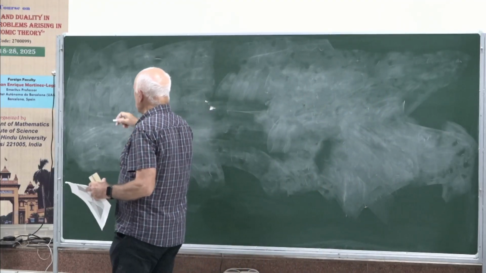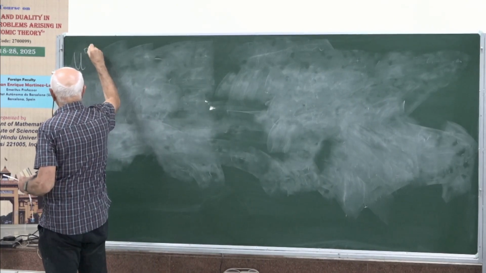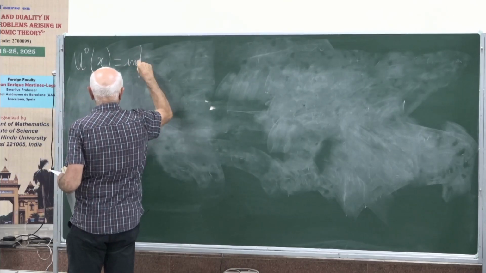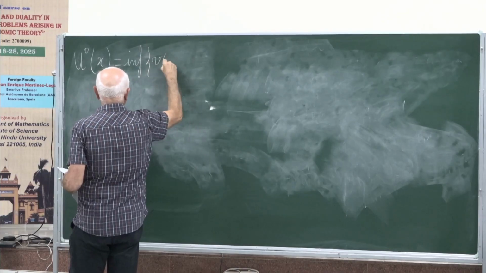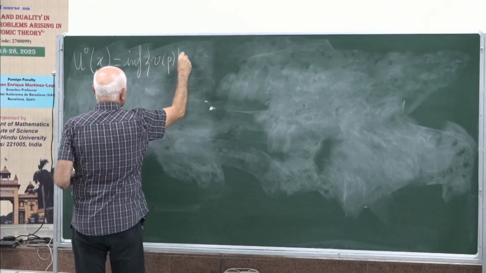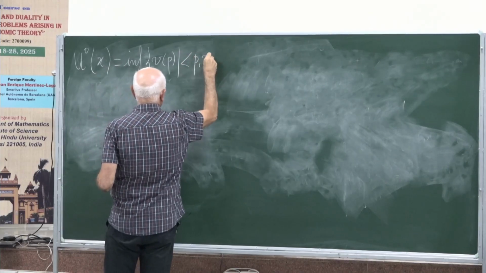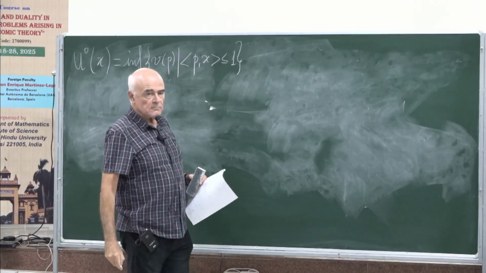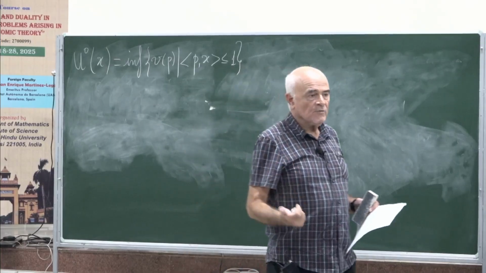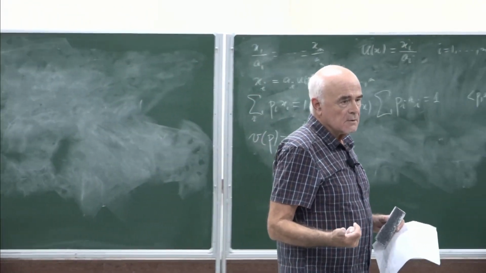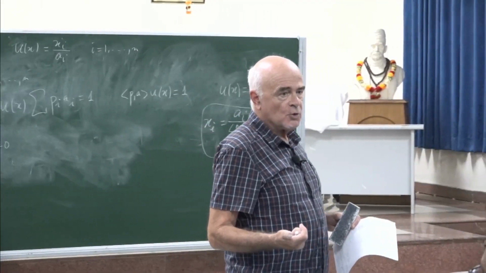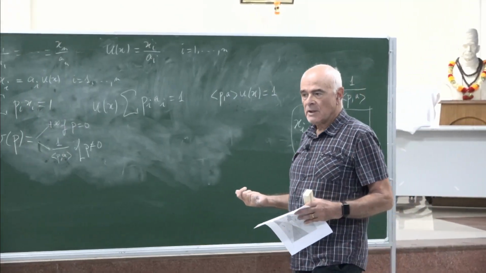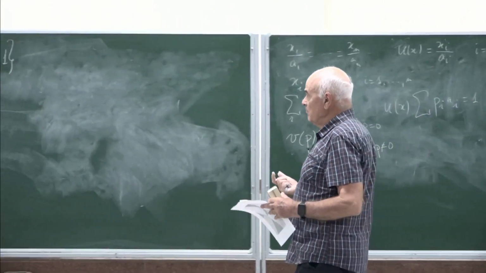So our function u0 was given by the infimum of v of p subject to px less than or equal to 1. Of course, if we are minimizing, we don't need to consider the points for which the objective function is plus infinity. Okay, so I don't need to consider p equals 0.